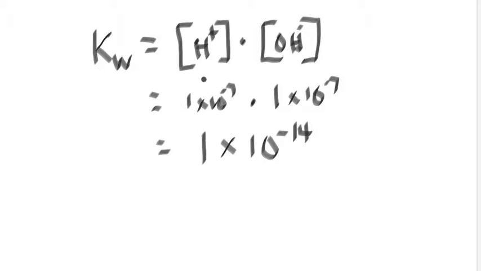Now, how does that help us figure out pH? Well, we need to know the hydrogen ion concentration to figure the pH. If we know hydrogen ion concentration, we can figure pH. Well, what if we don't know it, but we do know the OH? Well, if we know OH, we can simply solve for the hydrogen ion concentration using this equation.